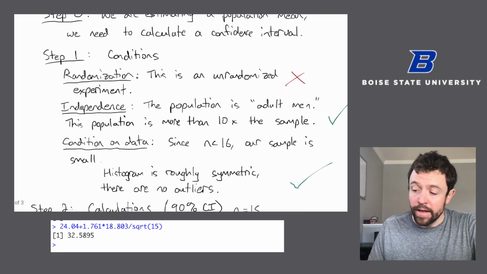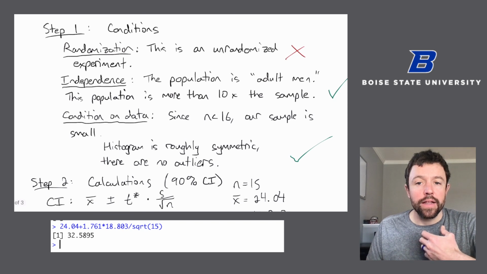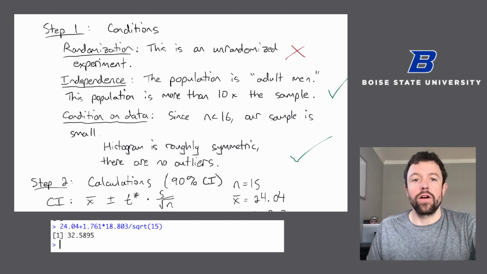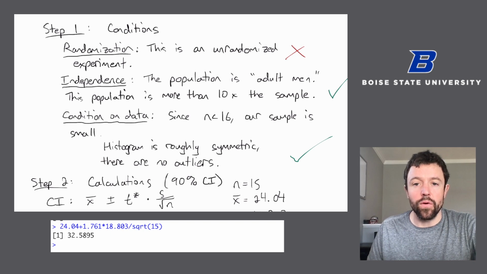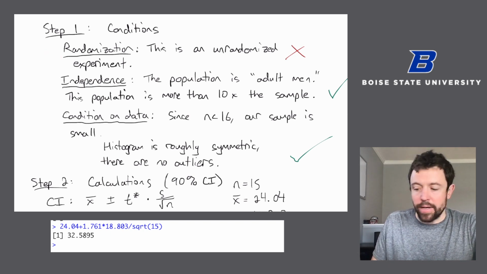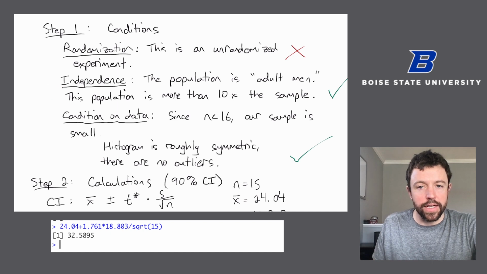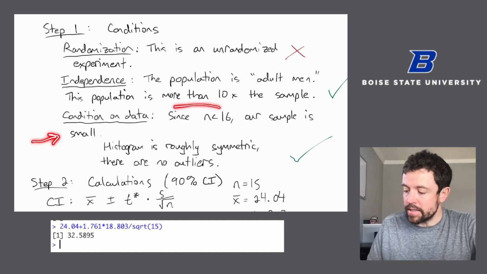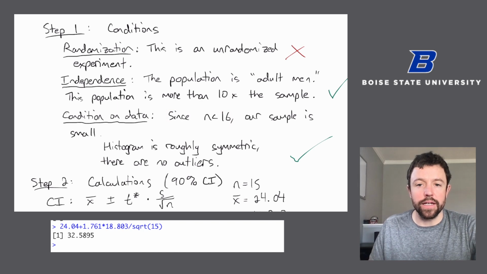All right, conditions. I'm going to skip through this because the conditions for the T confidence interval are exactly the same as the conditions for the T hypothesis test. There's no difference between them. And so if you need to brush up on those, go back to the video I made about calculating the one sample t-test for a population mean and skip to that part where I talk about the conditions. We always have randomization, which is random sample or randomized experiment, independence, populations 10 times sample, and our condition on data depends on sample size. In this case, we had a small sample size, less than 16, so what we needed to check was roughly symmetric and no outliers.